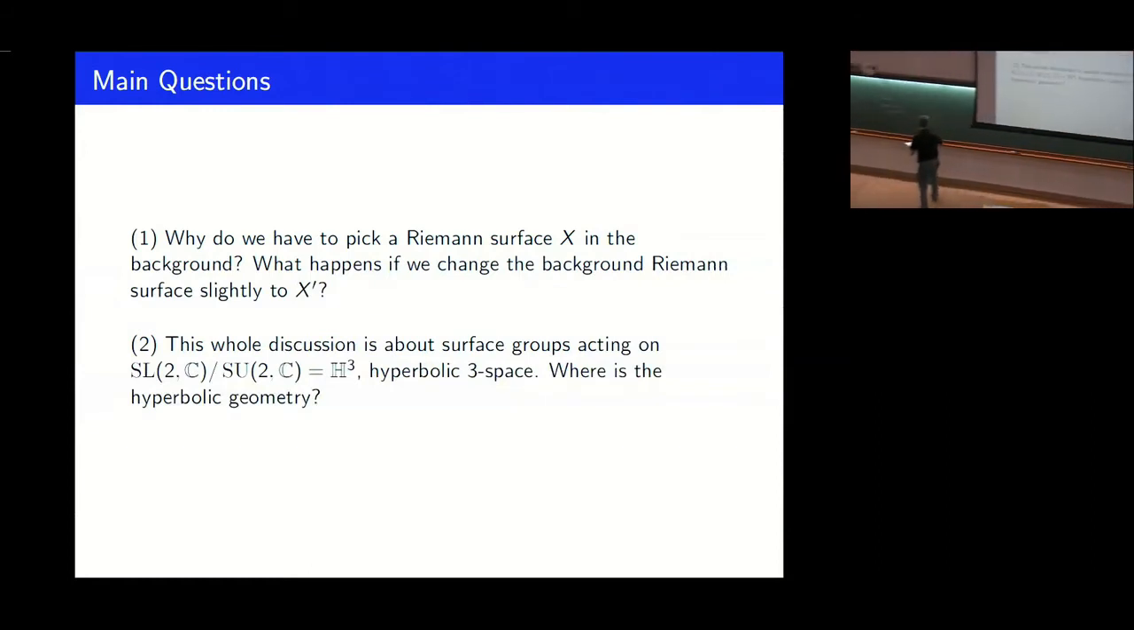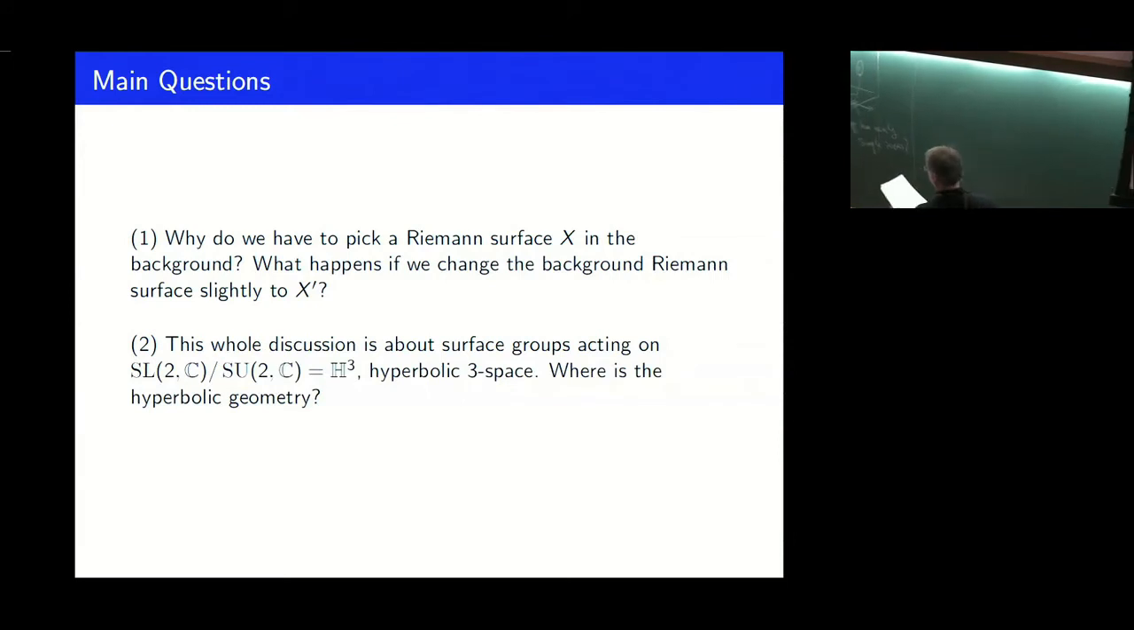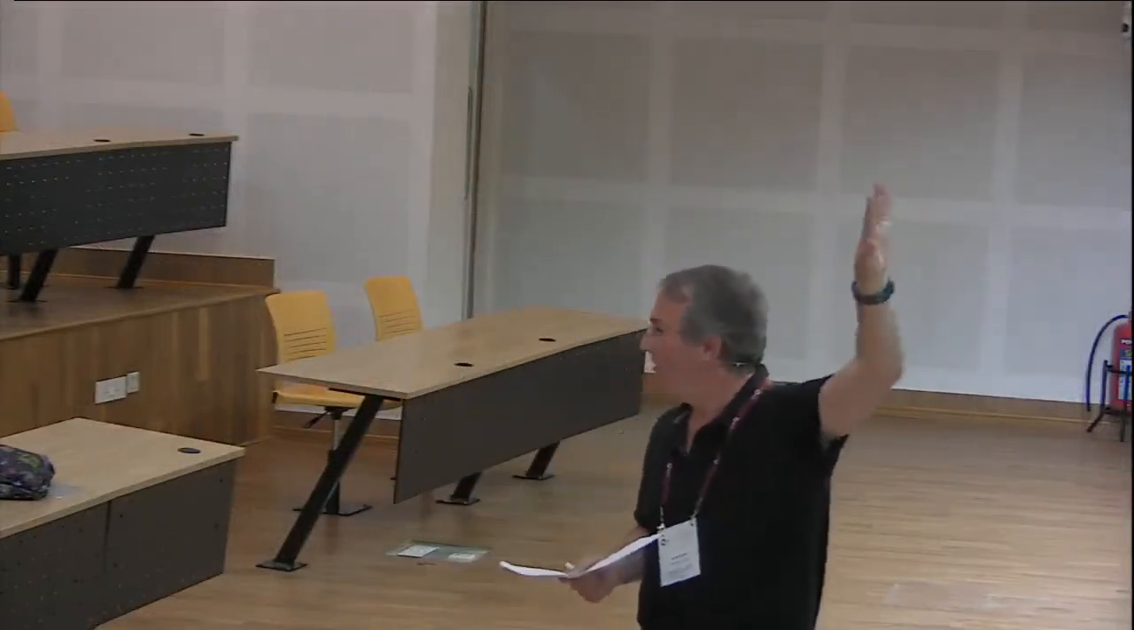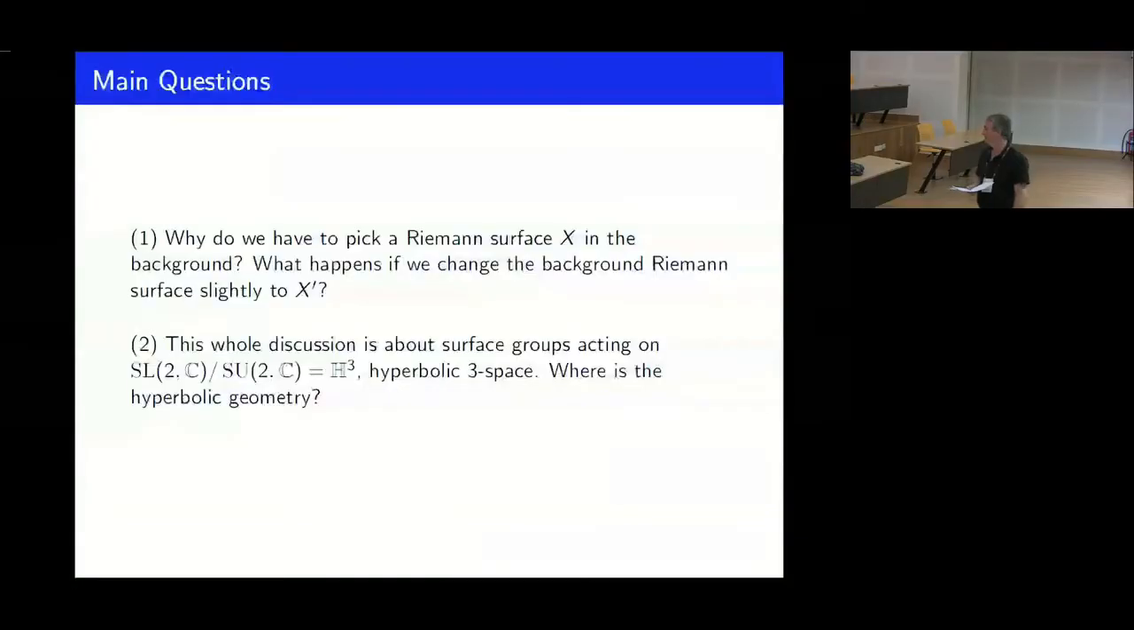So I want to explain a little bit about harmonic maps. The question was, one and two are related. No, there's always H3. I have a representation into... Okay. Question zero. No, actually, I'm insisting the other way. I think there are two separate questions. Why is there a dependence on X? The question was, aren't one and two related?